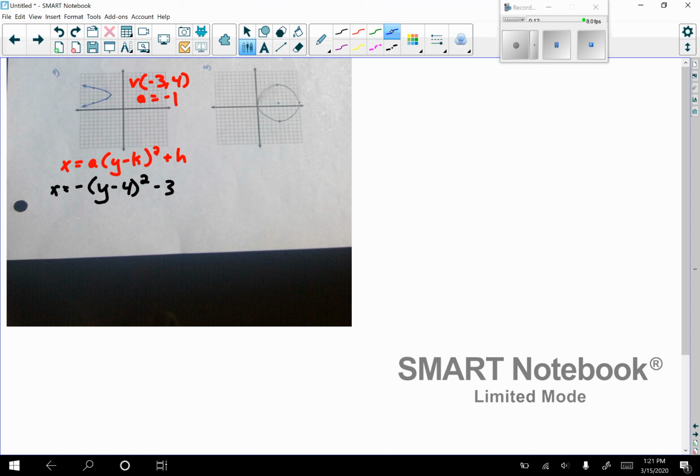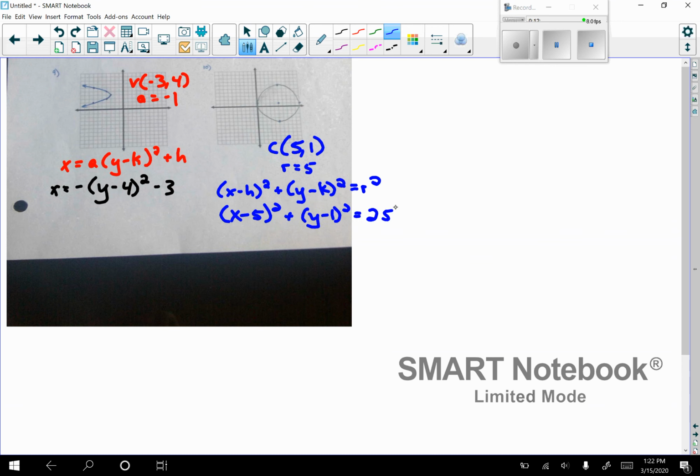Number 10, we have a circle here with center, looks like at 5, 1. And we have a radius of 5. And again, filling in x minus h squared plus y minus k squared equals r squared. So we get an x minus 5 squared plus y minus 1 squared. 5 squared will give us 25. So those are the answers to the last 2.